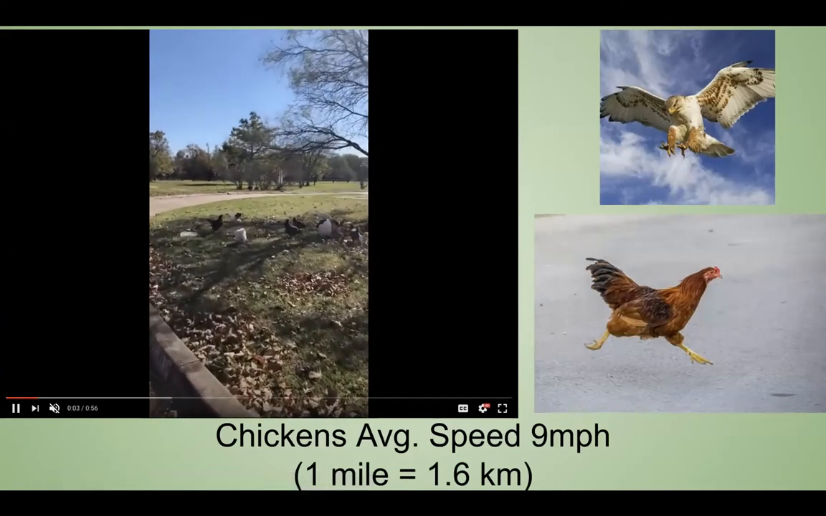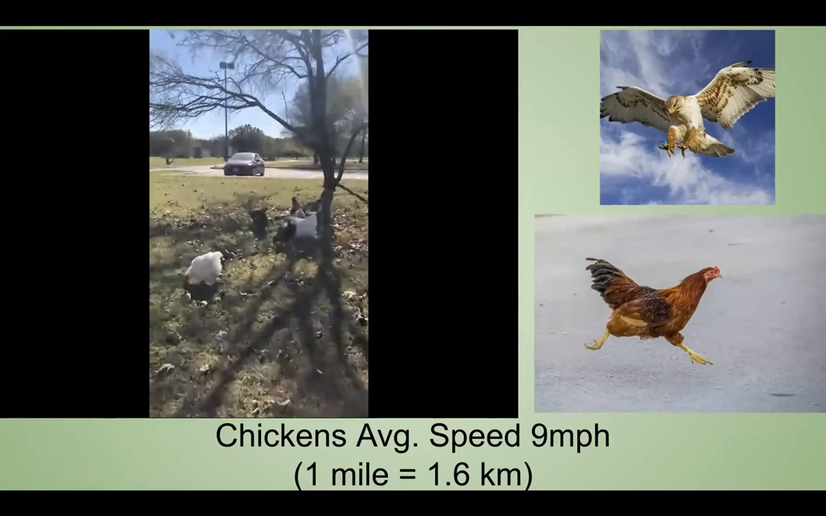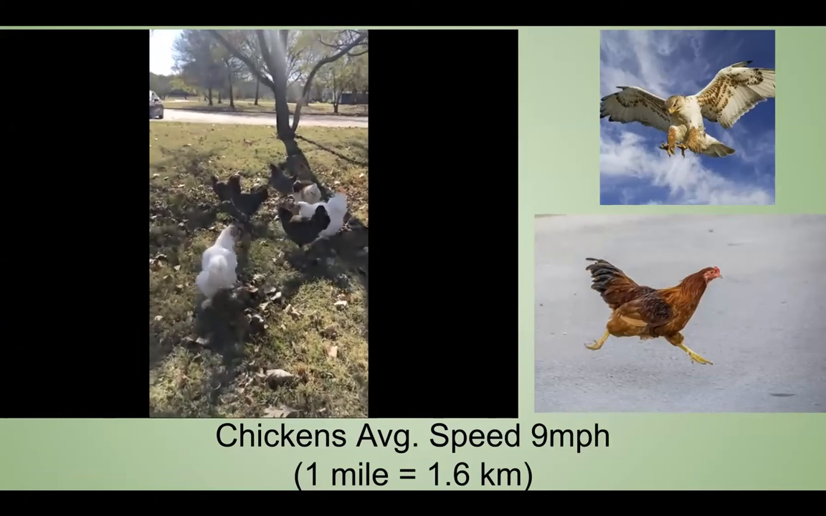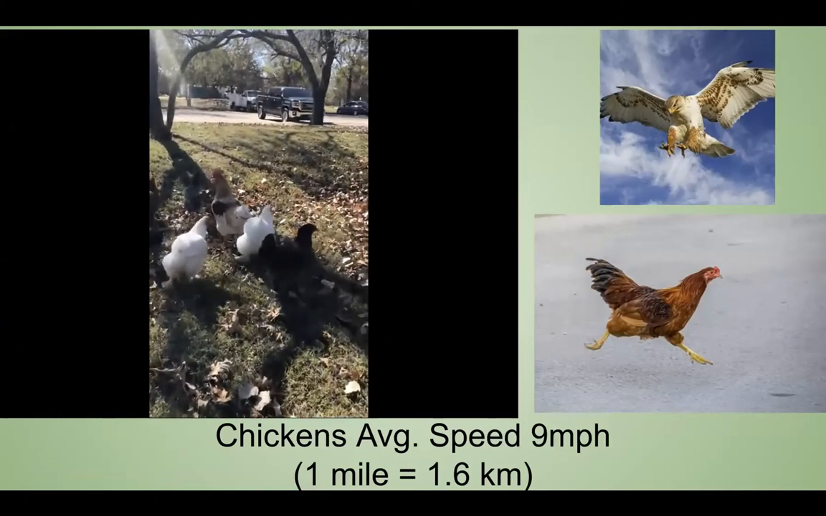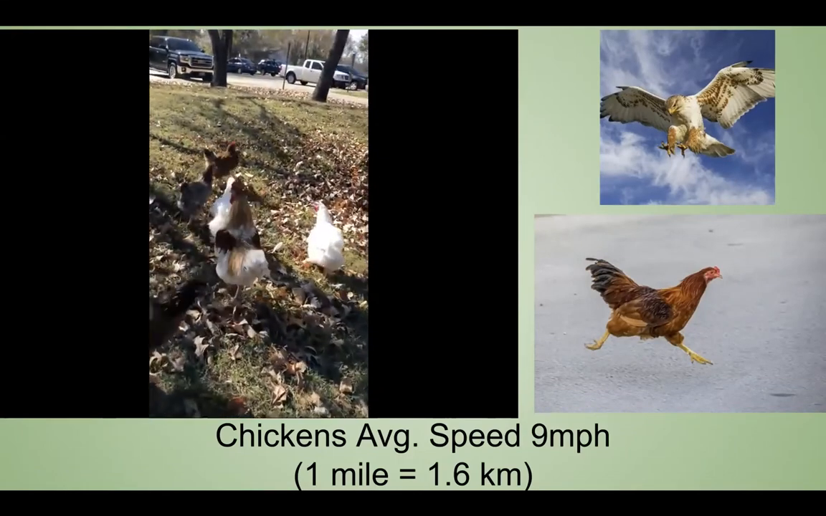So here's a video of some chickens that we have out here at the Environmental Center. This is taken out near our parking lot. So you can see we have quite a few chickens, and then you'll see a turkey here in just a second. That would be Mr. Gobbles. So yeah, they actually run pretty fast.